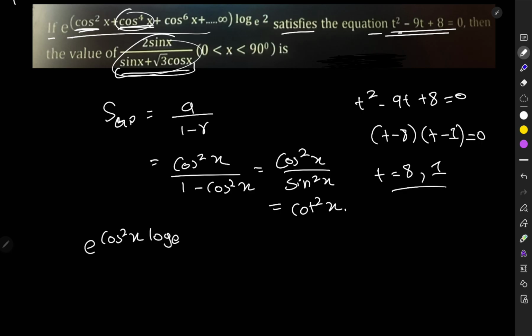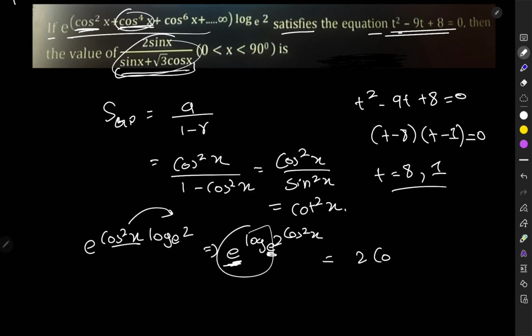Log 2 to the base e. Now I can take this to the power using the log property. I'll get something like 2 to the power cot square x, right? So just because here e and e are the same, the base and the power's base is the same, I can cancel this term and I can write 2 to the power cos square x. Wait, this is in power cos square x.